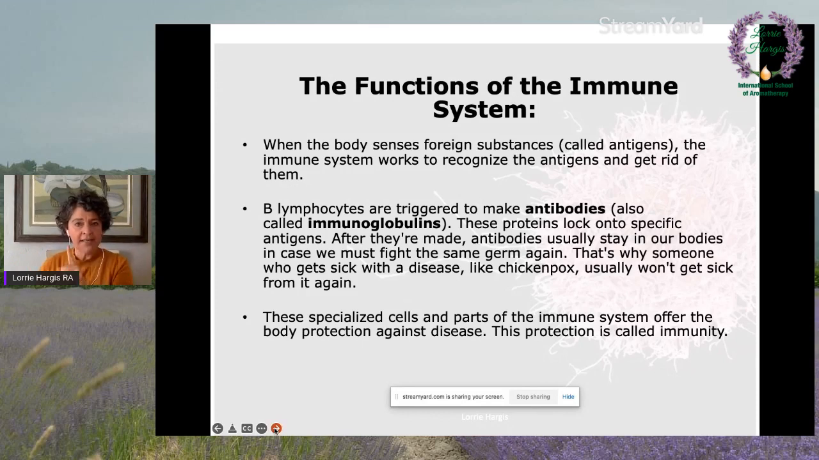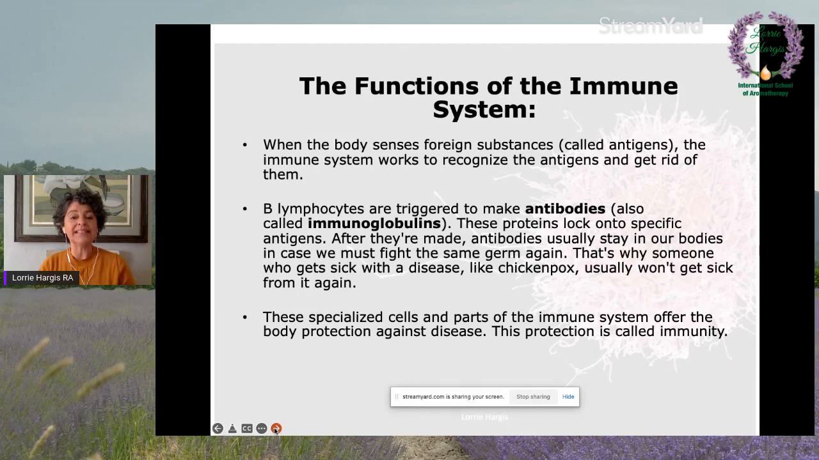B lymphocytes are triggered to make antibodies, just like I was talking about what the spleen does for you, right? Also called immunoglobulins. These proteins lock onto specific antigens. After they're made, antibodies usually stay in our bodies in case we must fight the same germ again. That's called immunity, isn't it? So usually we can fight it again, right?